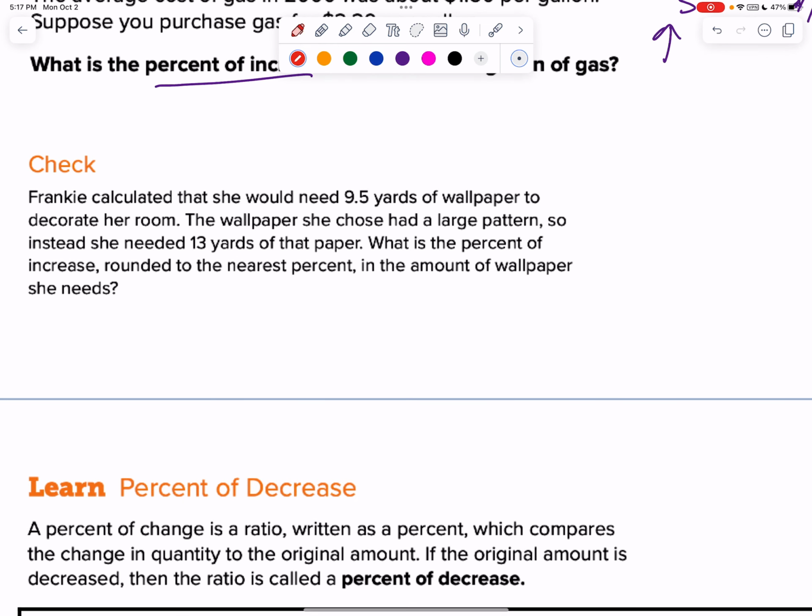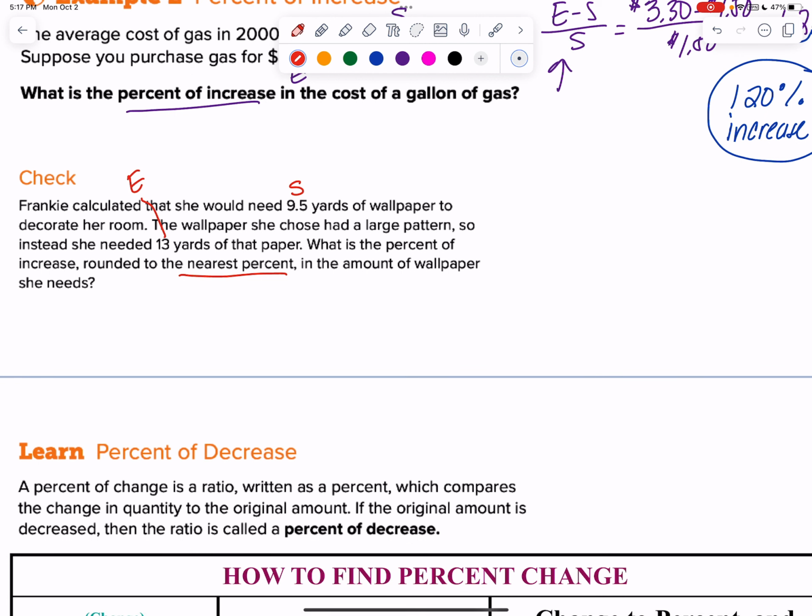Okay, so again, you can pause if you want or just follow along. Frankie calculated she would need 9.5 yards of wallpaper. The wallpaper she chose had a large pattern, so instead she needed 13 yards. What's the percent increase? Rounded to the nearest percent. So here's my start. Here's my end. What's my formula? Say it if you know it. End minus start over start every single time. And you have to have your labels.